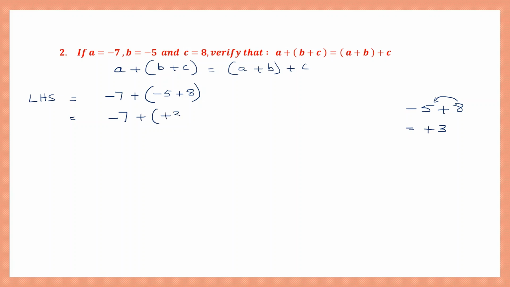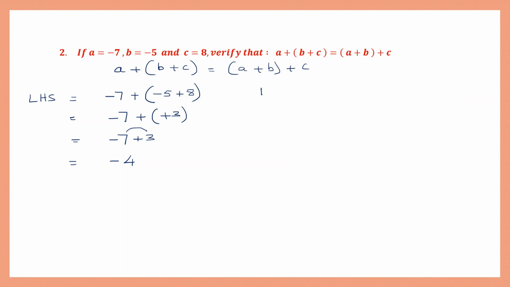So in brackets, I have plus 3. I'm going to remove the brackets now, minus 7. Now when you remove brackets, look at the sign before the bracket. It's plus, that means I can write this without any change. So let me write that. So that would be plus 3. Signs are different. We'll put the sign of the bigger number and we subtract 7 minus 3, which is 4. So on the left hand side, we've got minus 4.